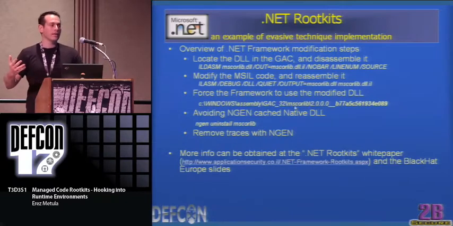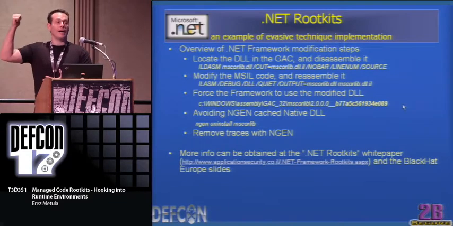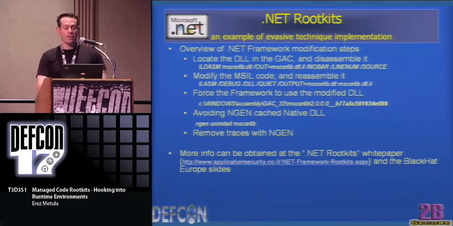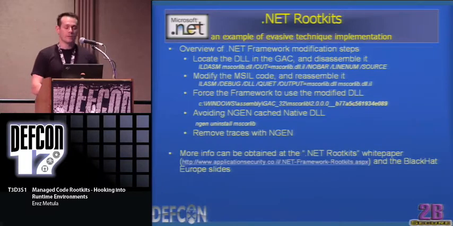NGEN produces pre-compiled code, so we would like to throw away the cached version of the old code, right? So you just disable the old code caching using the NGEN uninstall on the previous DLL. Basically, from here on, you can remove traces with NGEN. Go read the white paper, which contains information about this kind of stuff.